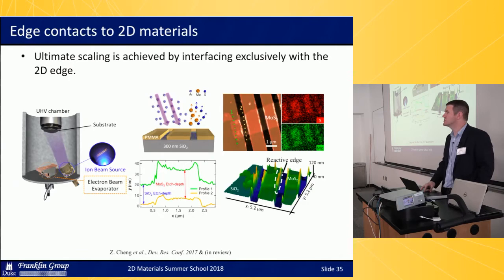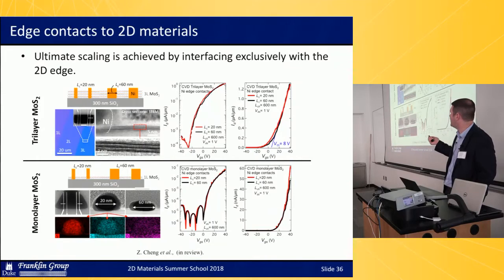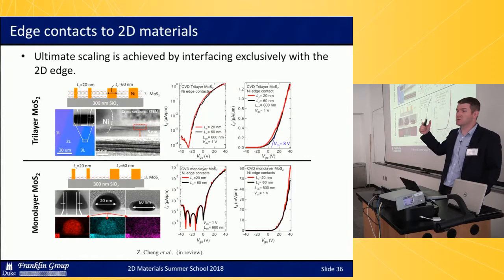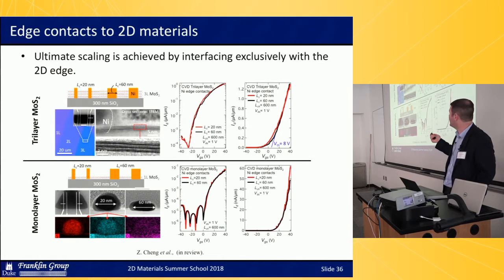So the result in terms of the devices, this is showing the impact for tri-layer MoS2 as well as monolayer MoS2. So these particular devices are using CVD grown layers of MoS2. And you can see in this cross-sectional TEM for the tri-layer, the abrupt interface between the nickel contact and those three layers that go into the channel.